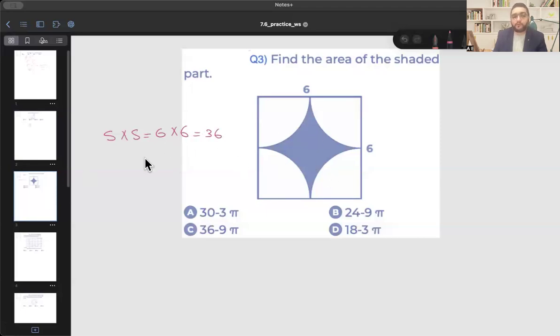The area of 4 quarters of the circle, you know that the area of the circle is pi r squared. So it's pi times the radius squared. You know that all of this line is 6. Half of it represents the radius. So the radius is 3. So pi times 3 squared, which equals 9 pi. Then you just subtract 36 minus 9 pi, which equals C. So the answer is C.